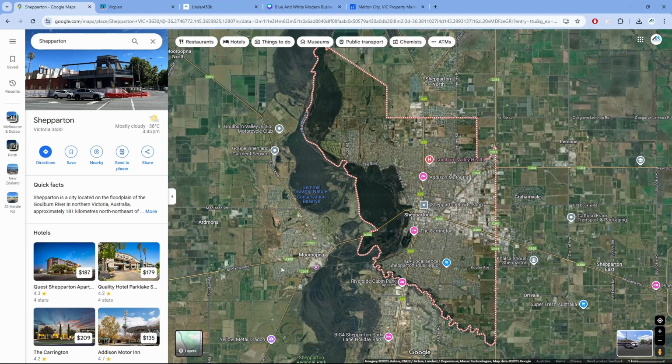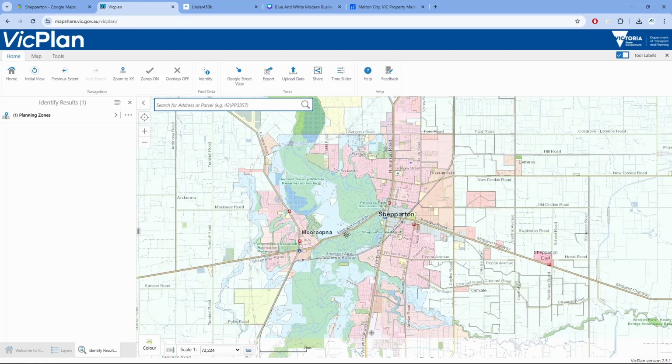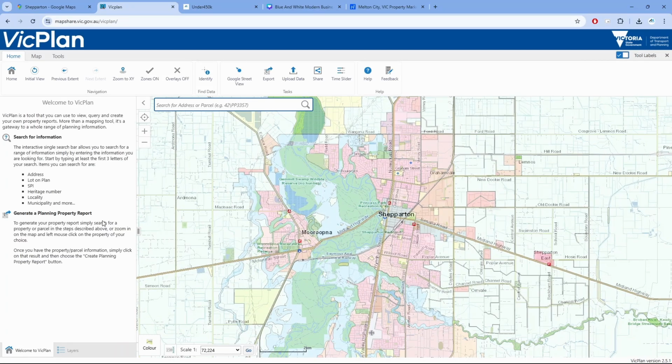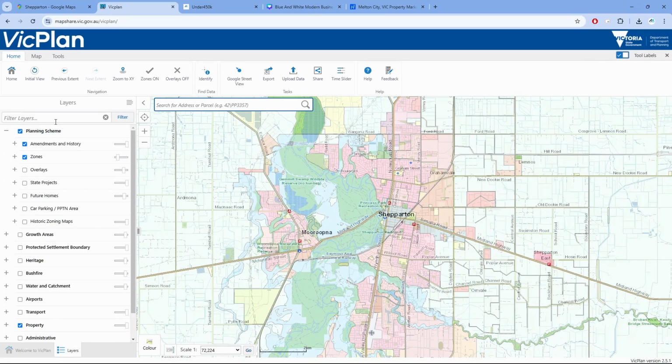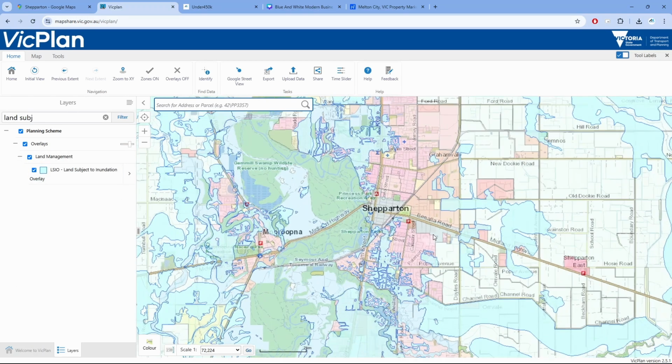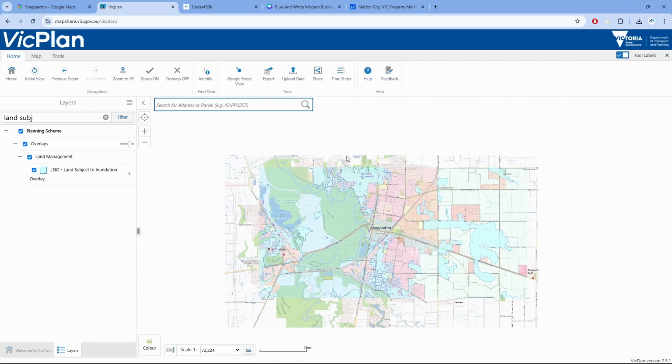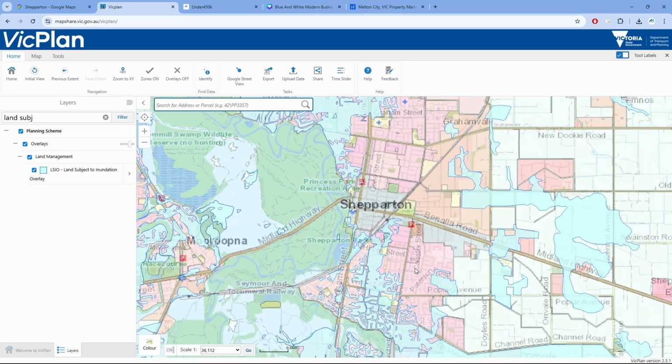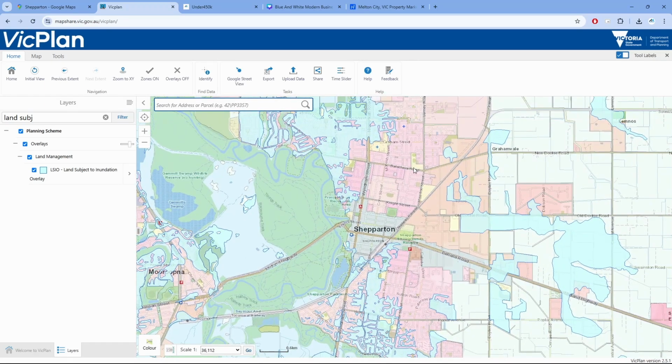On Shepparton, if you go to Vic Plan, which is a free resource, a government site, all we have to do is go to layers and you can look at land subject to inundation. We look at our overlays and we can see a vast amount of Shepparton within a flood zone. And all these pink zones are areas I would avoid investing in in Shepparton specifically. Obviously, you have to do this for other locations as well.